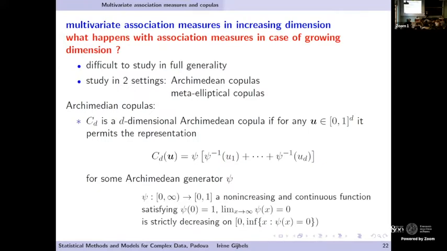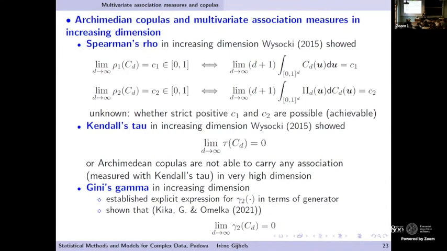And there are two settings in which we were able to obtain some results, not only we, but also in the literature. That is by looking at Archimedean copulas and meta-elliptical copulas. And Archimedean copulas, just in a nutshell, are copulas that are generated by one single function psi, which is a function on 0 to infinity, and then you basically apply the inverse of psi to each of the arguments. So it's a very special class, and there are many functions psi which are around. Okay, these are the results.